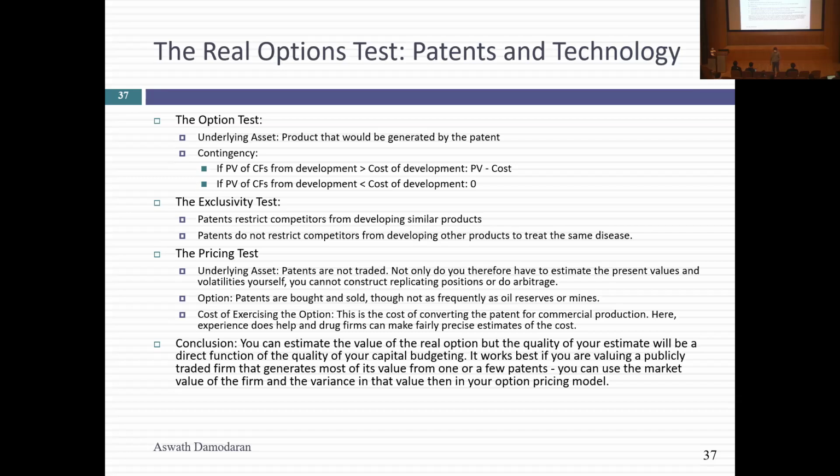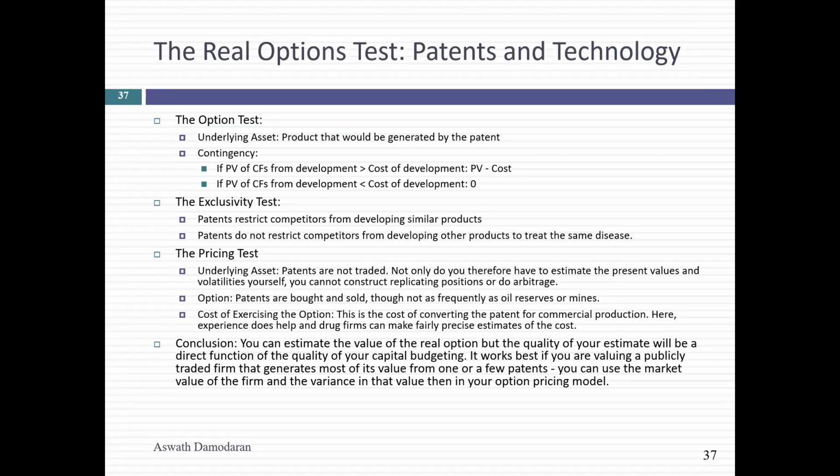Is there exclusivity? Where does the exclusivity come from when you have a patent? The government will back you up, right? You see already what happens when you have governments that don't enforce patents. If you have governments that don't enforce patents, the optionality pretty much dissipates almost overnight.